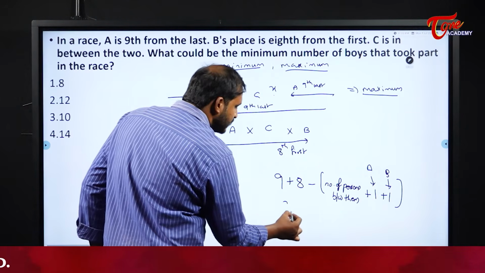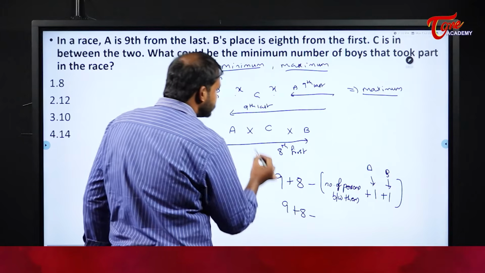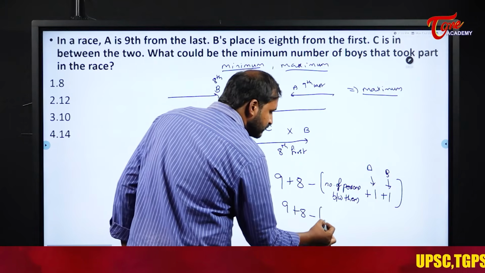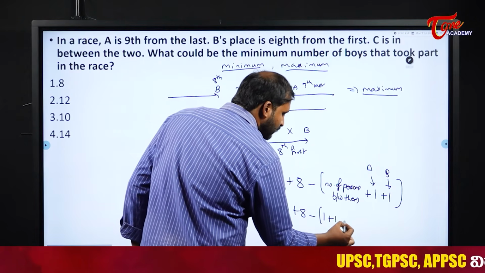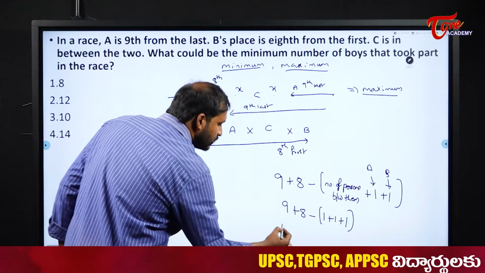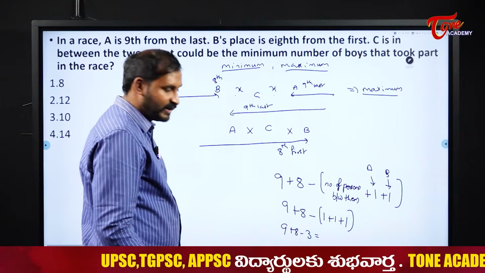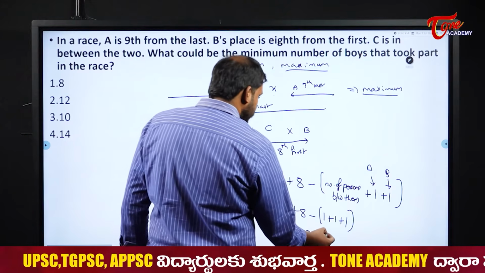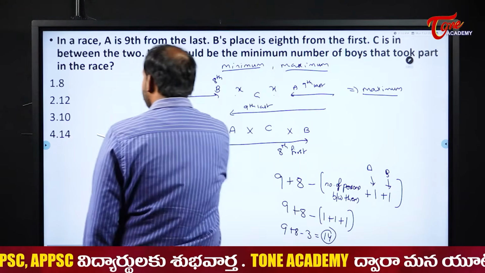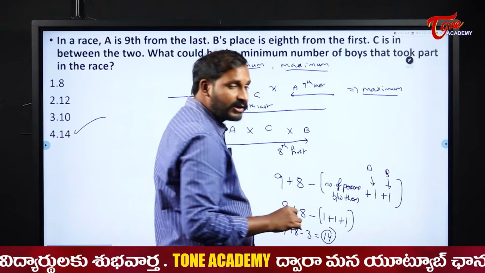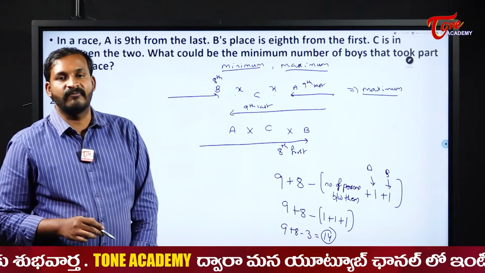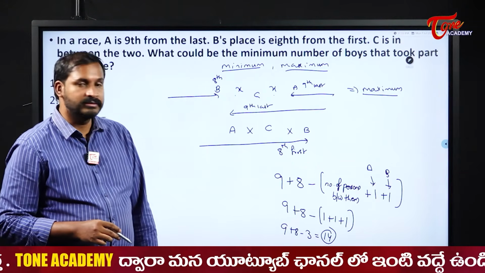So here what happens? 9 plus 8. How many persons are there between A and B? Only one person. And those two, 1 plus 1. So 9 plus 8 minus 3. 9 plus 8 is 17. 17 minus 3 becomes what? 14. So the minimum number of persons in that row will become 14.